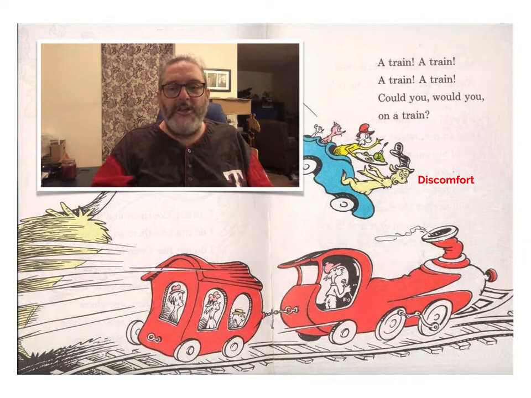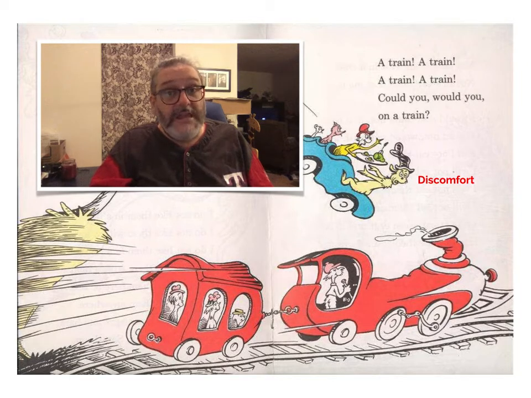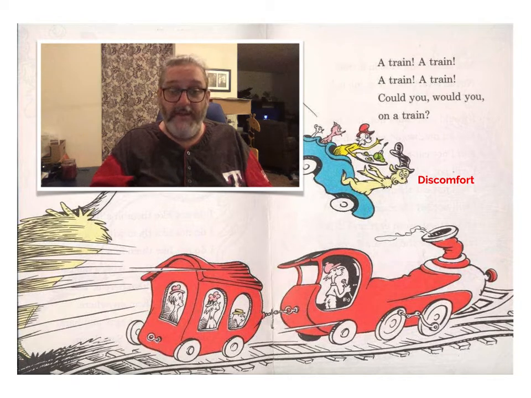I would not, could not in a box. I could not, would not with a fox. I will not eat them with a mouse. I will not eat them in a house. I will not eat them here or there. I will not eat them anywhere. I do not eat green eggs and ham. I do not like them, Sam I am.